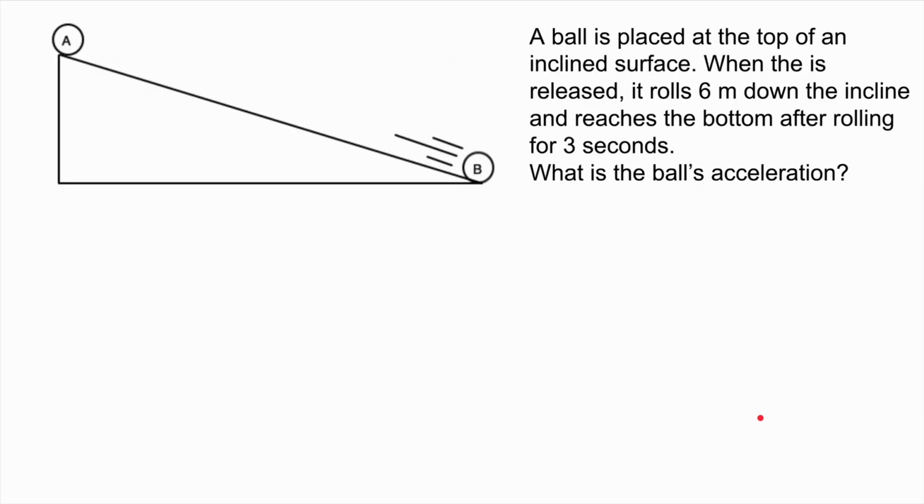Now there's a common problem that you get on the AP Physics test where you have a ball that's placed in position A at the top of an inclined surface. Let's just say that from here to here is 6 meters. It rolls down, and after I release it, it gets to the bottom in 3 seconds, and I want to know what the ball's acceleration is.